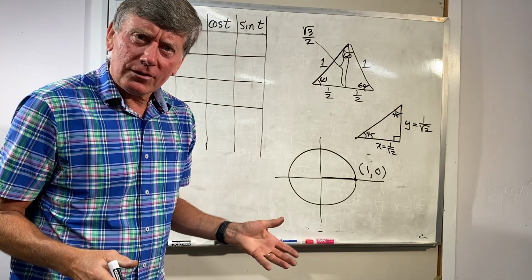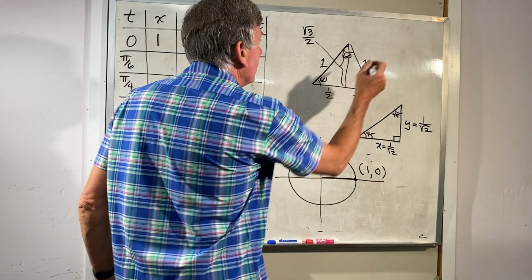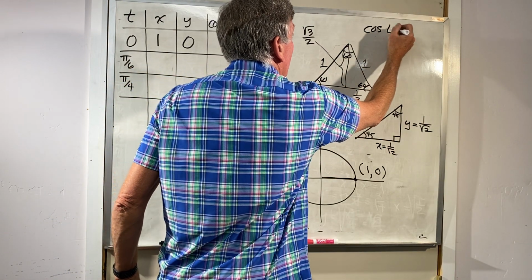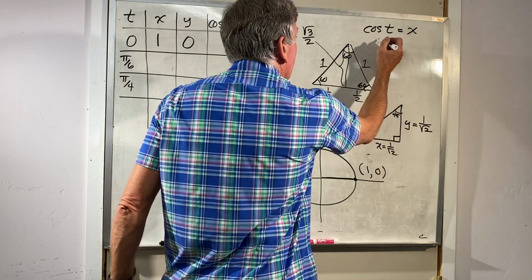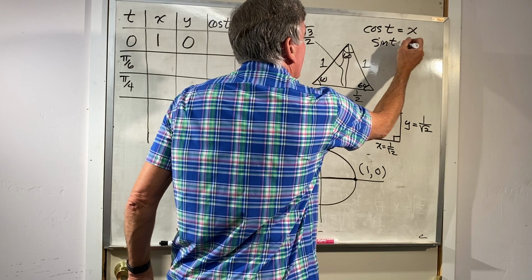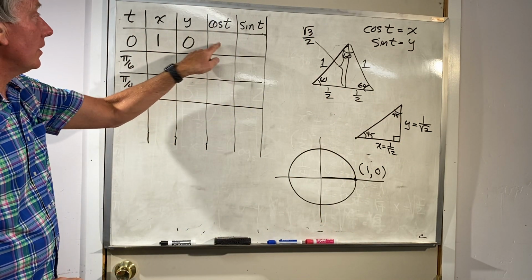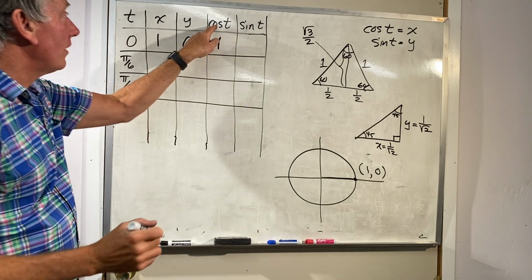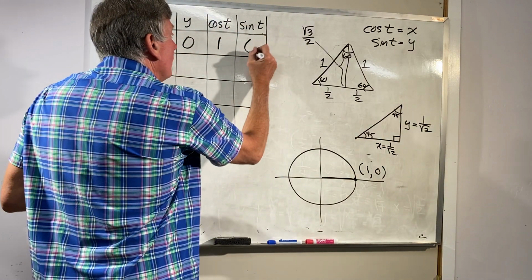What is my cosine? You may recall that when we were talking about the cosine of t, I said the cosine of t was the x coordinate, and the sine of t was that y coordinate. And so very simply, if I have a 1 here, I'm going to have a 1 here, because cosine of t is x. Sine of t is y.